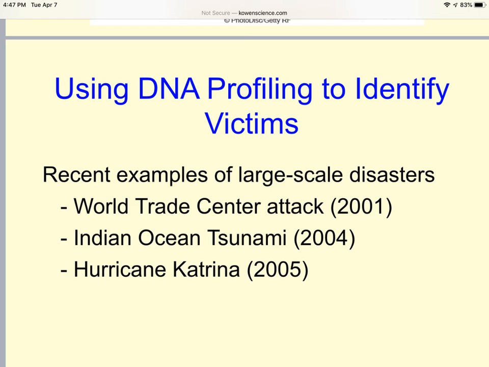Recent examples of using DNA profiles include the World Trade Center attack in 2001, the different tsunamis when they've had to match up bodies, Hurricane Katrina, it goes on and on. Anytime you have a mass group of individuals and you need to match them up, you can get the DNA from hairbrushes, from toothbrushes, from family members, and then you can match them and identify the bodies.